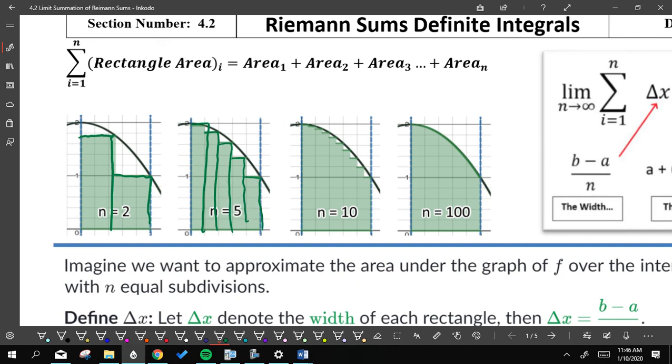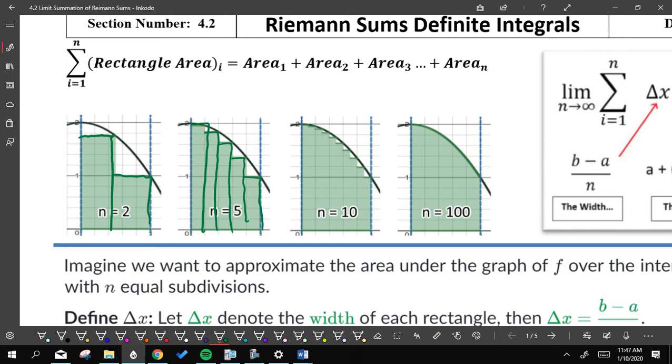What about 10 rectangles? Is that better than 5? Yeah. 100? Is that better than 10? Yeah, you can see that you're getting really close to it, but what's better than 100? How many rectangles would be the best? Infinite amount of rectangles would be the best. If we could split this up so that the rectangles are so tiny that they're almost just straight lines, then you'll get the actual area under the curve, and that's what we're trying to do here. So that's the main idea.